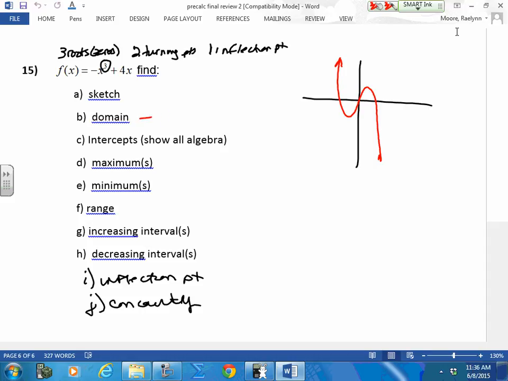Negative infinity to positive infinity. There's not one x value that I can't use. What's the range? Same thing. All real numbers.